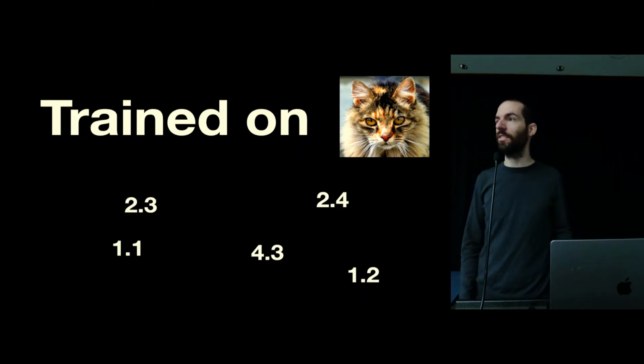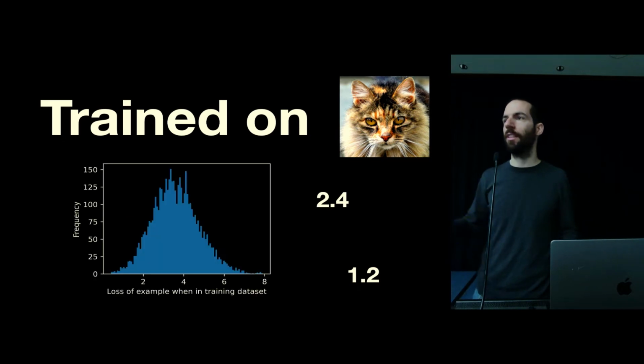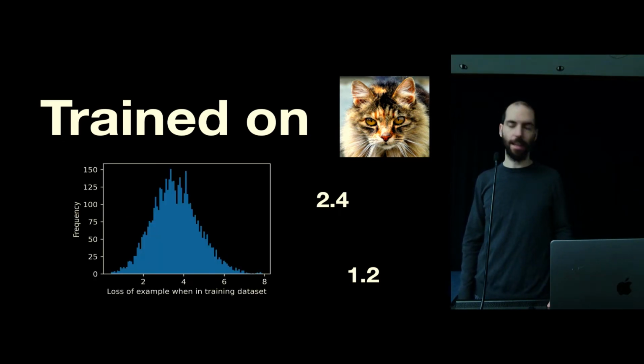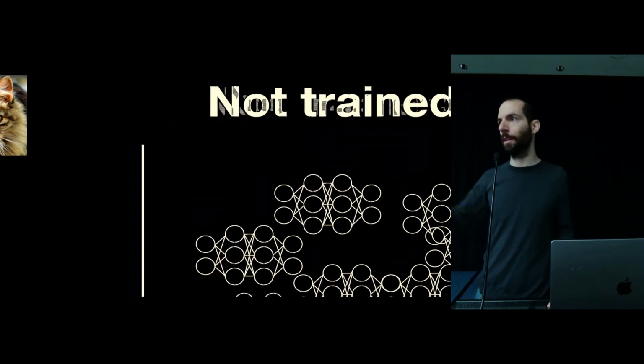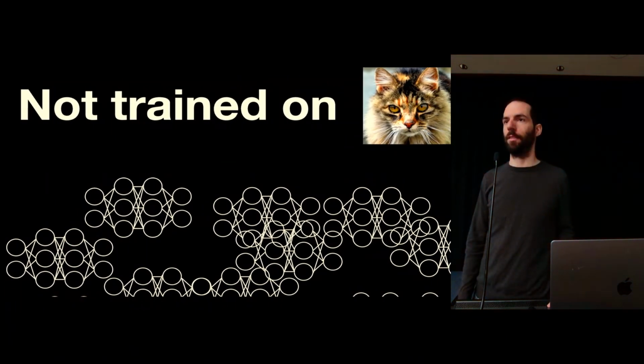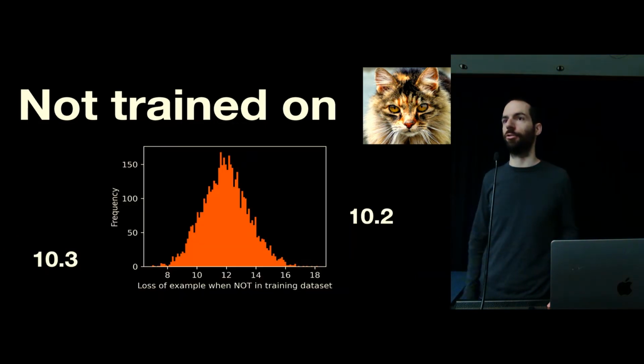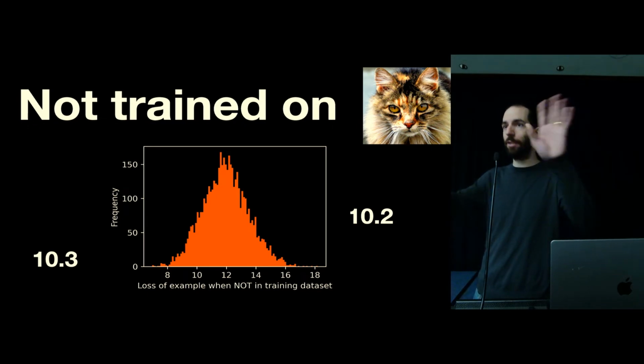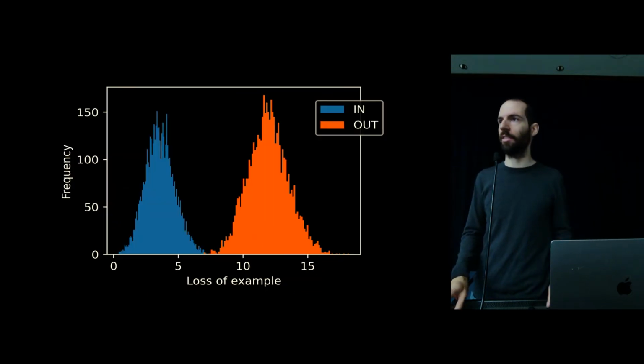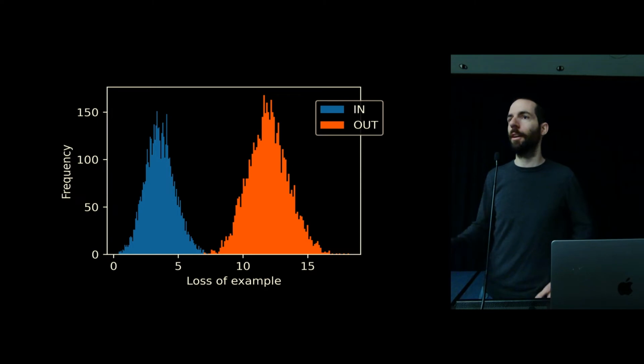I can replace this with the scalar valued loss, and this gives me a distribution over losses. I can then ask exactly the same question for the other set of models that didn't see the image. I take these models, get the single scalar value loss, and I get a new distribution. And now I can compare these distributions. I can plot them on the same scale, and you can see that they're very, very separate.